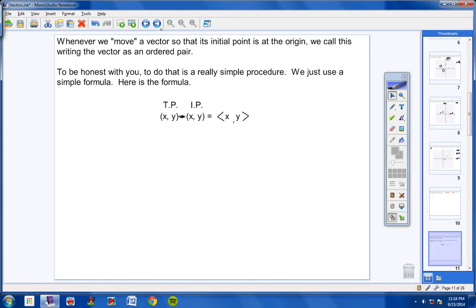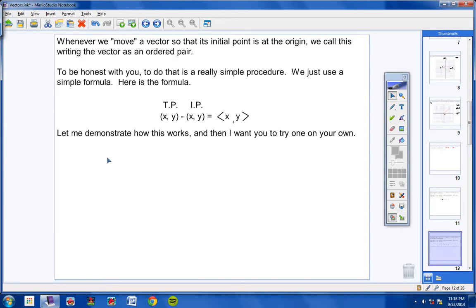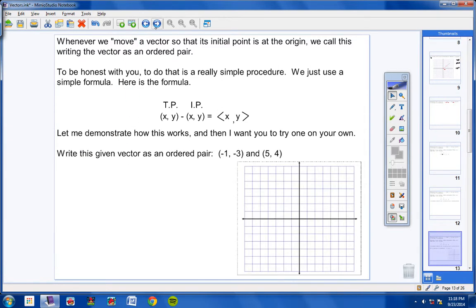So with that in mind, just trust me here. Let's go ahead and practice this. Let me demonstrate how this works, and then I'm going to have you try one on your own. Now students, listen to me. There is no need for you to draw a coordinate plane. I'm just doing that so you can see it. You do not need to do that. You can if you want to, but you don't need to.